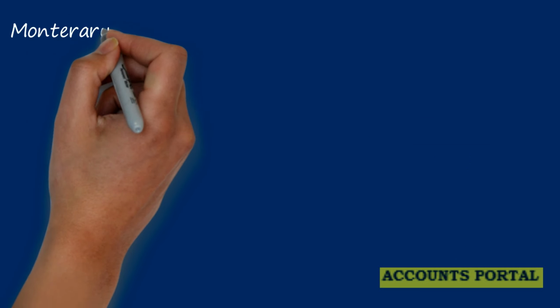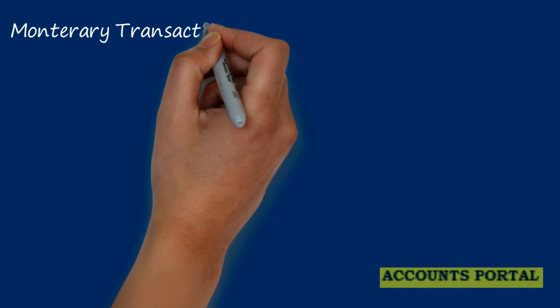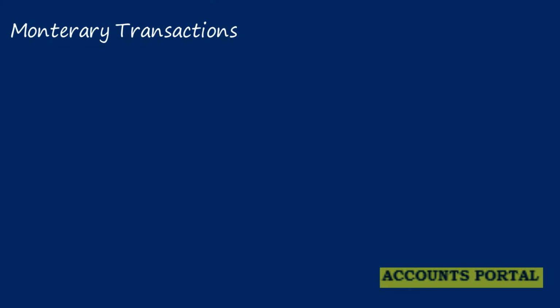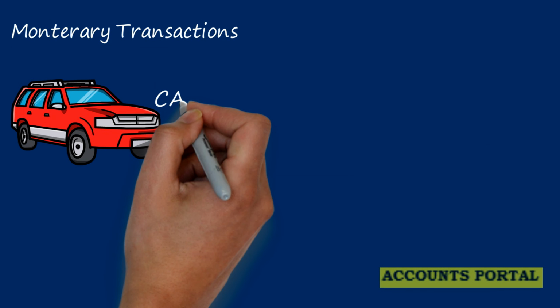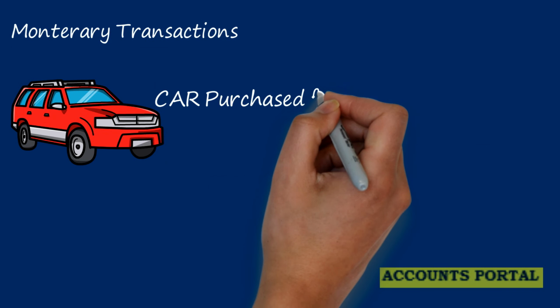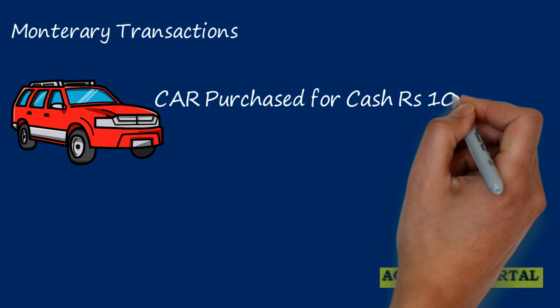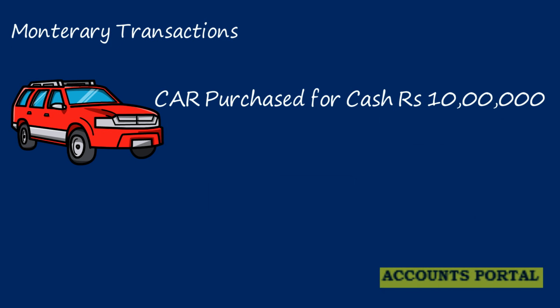Monetary transaction means which can be measured in terms of money. Example: car purchased for cash rupees 10 lakhs. So what is the value of the transaction? 10 lakhs. Whether the car value can be measured in terms of money? Yes. So it is a monetary transaction.